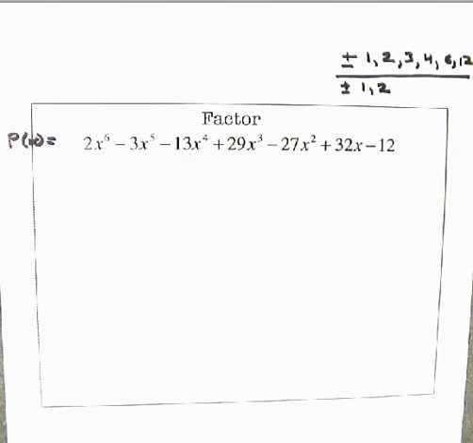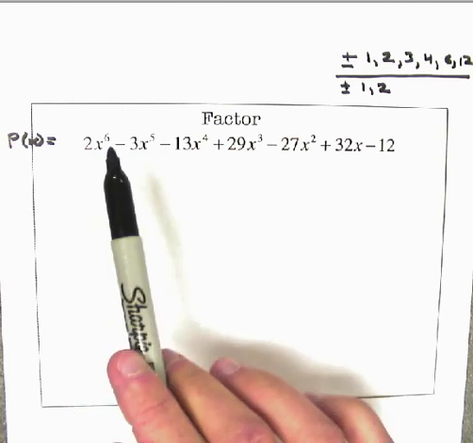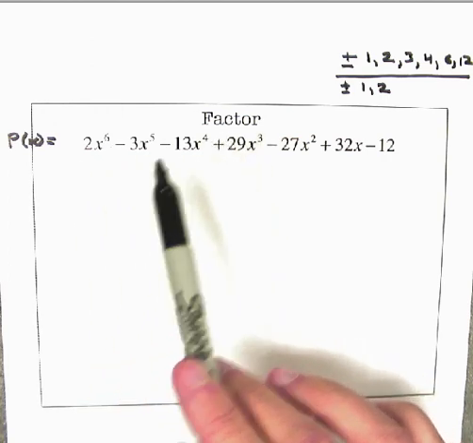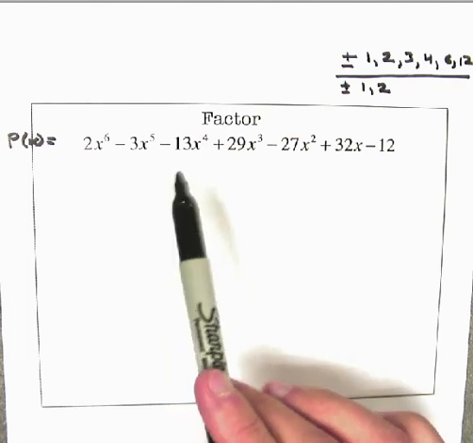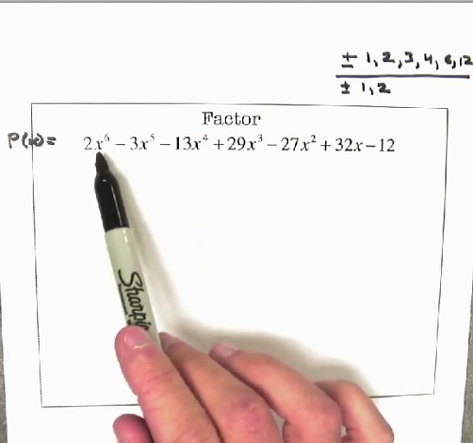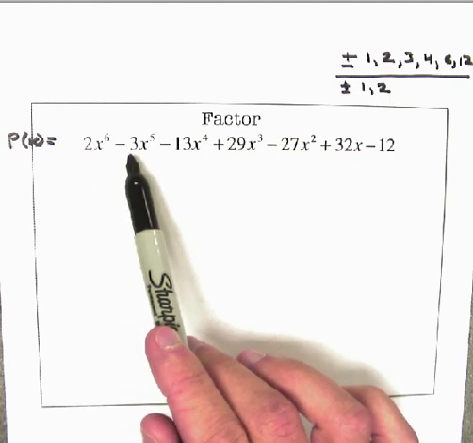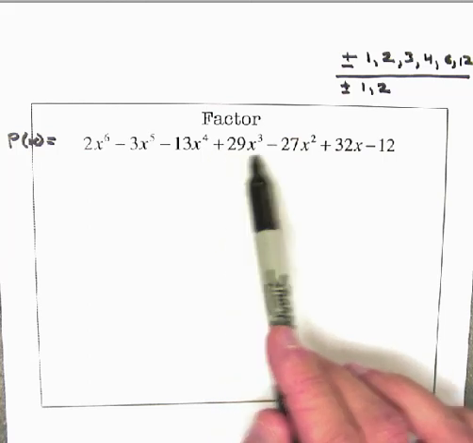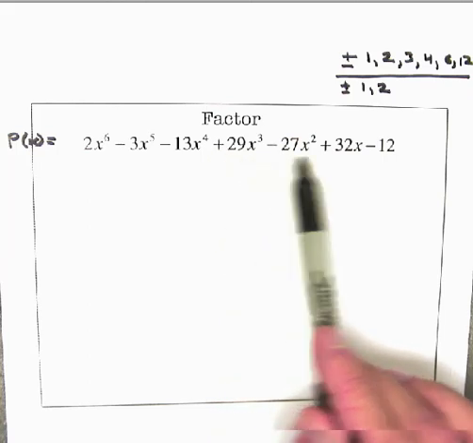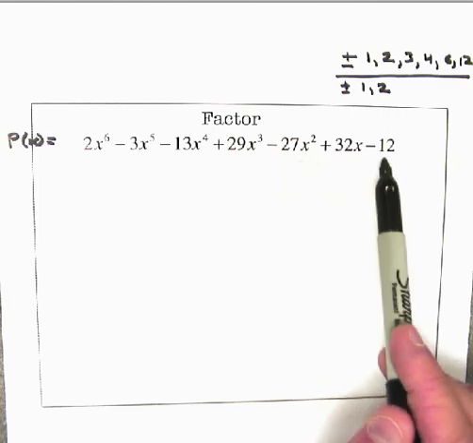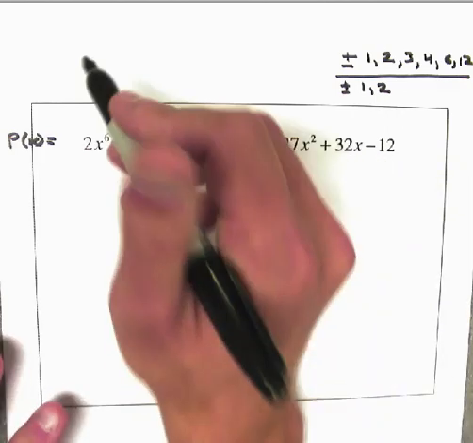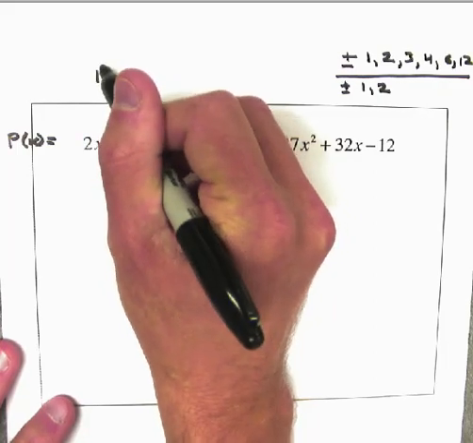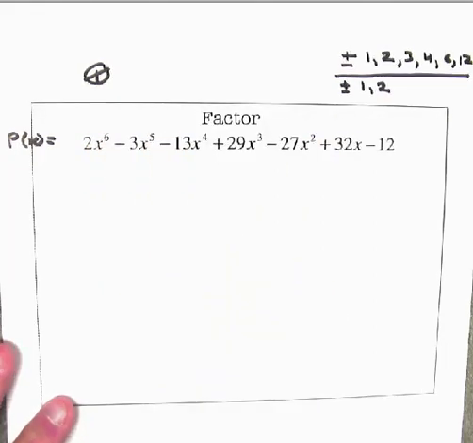So what I would recommend you do first is, if you can in your head, test 1 without doing any long division. I'm going to plug in 1 for x and see if I get 0 as an answer. If I do, then I'm glad, because I've just made my problem simpler. So I'm going to mentally plug in 1. I get 2 minus 3, that's negative 1, minus 13, that's negative 14, plus 29, that's 15, minus 27, that's negative 12, plus 32, that's 20, minus 12, which is 8. So 1 is out. I've tried 1 and it didn't work.